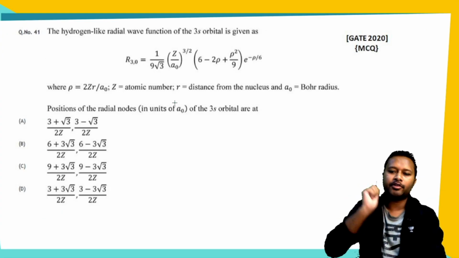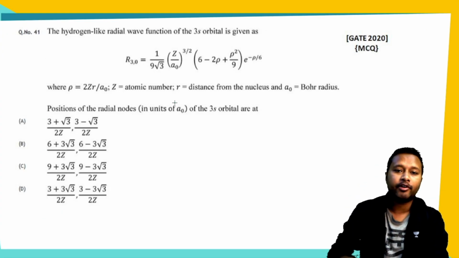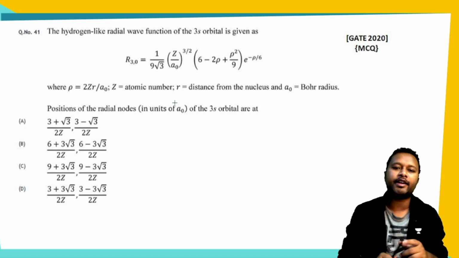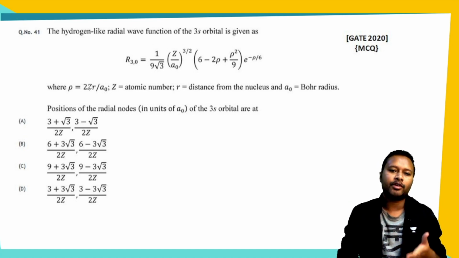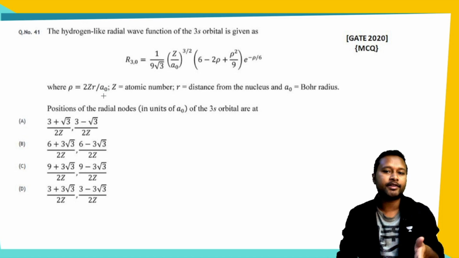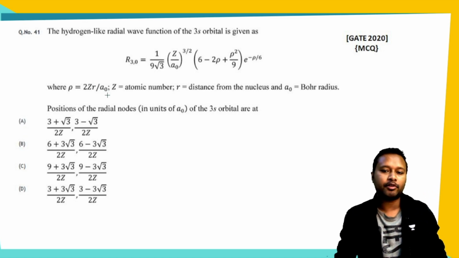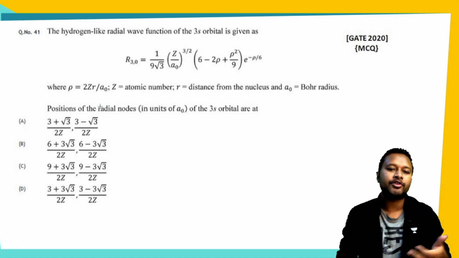Alright guys, let's look upon this particular question which was asked in GATE 2020 exam. The question says that the hydrogen like radial wave function, which is given to you for the 3s orbital, is given as such, where rho is equal to 2zr upon a naught, where z is your atomic number, r is the distance from the nuclei, and a naught is your Bohr radius. Now it is asked about the position of the radial nodes.